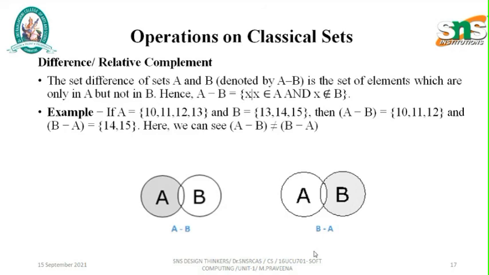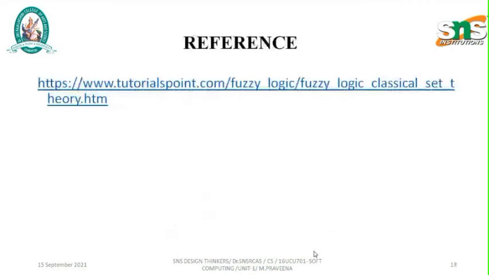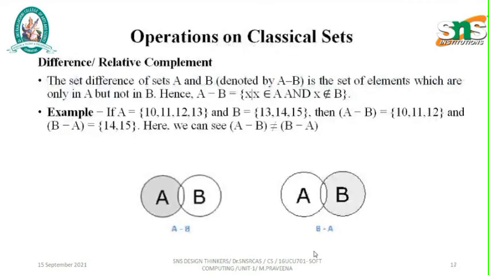Whereas for B difference A, 13 is a common element which is present in set A, so it is removed. 14 and 15 are the elements which are not present in set A, so 14 and 15 form the difference. Here you see we can say A − B is not equal to B − A. These are the operations on the classical sets.